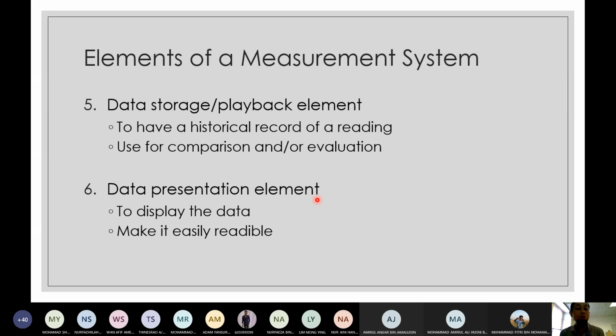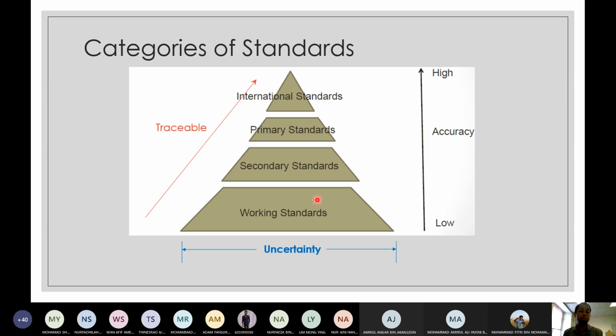The fifth element is data storage. This one is pretty straightforward. We want to have a historical record of our readings, and we want to use it for comparison or evaluation later on. And finally, we have the data presentation element, to display the data and make it easily readable. So these are the elements of a measurement system.